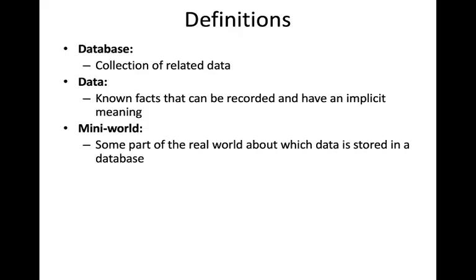For example, if you are storing college data of college students, then it is a mini world. It's a part of the universe. College is a part of the universe, and we are storing only data of some college students. Then the college database is known as a mini world. College is known as a mini world. So it is some part of the real world about which data is stored. If we are storing data of college students, then college is a mini world.